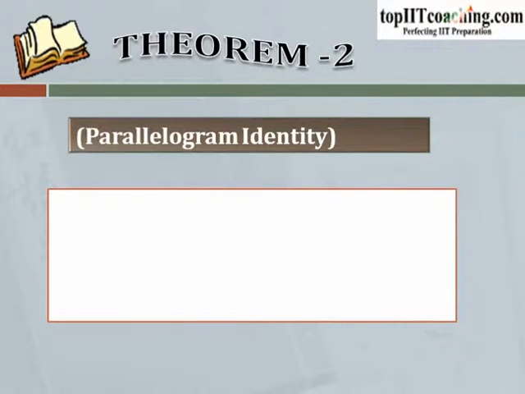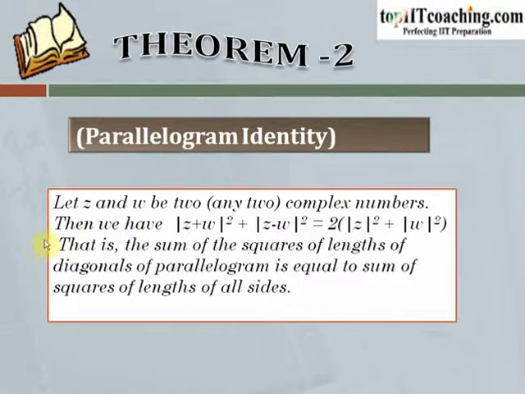Now let's look at theorem number 2, which is also known as the parallelogram identity. What does this theorem say? It says that let z and w be two complex numbers, then we have modulus of z plus w whole square plus modulus of z minus w whole square equal to 2 times the square of modulus of z plus the square of modulus of w. That is, the sum of the squares of the lengths of diagonals of a parallelogram is equal to the sum of the squares of lengths of all the sides.